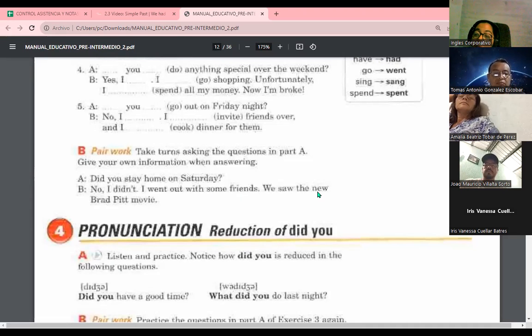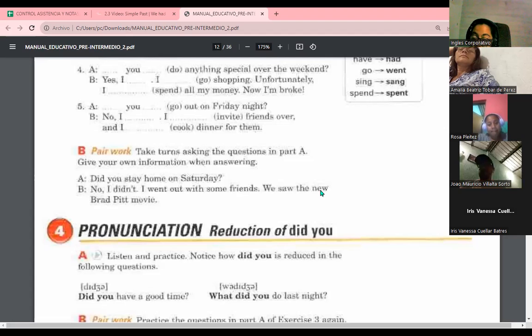O sea, aquí va a depender mucho de contexto, mis niños. Porque puede ser, ay, dice, pero es que está mala porque no le puse el día. No, porque usted ya dijo que no, ¿ok? Did you go out on Friday night? No, I didn't. I invited some friends over. ¿Ok? No es que esté mala, pero depende mucho del contexto. Yo le pregunto, did you stay at home on Saturday? Y usted me dice, no, I didn't, I went to the church.